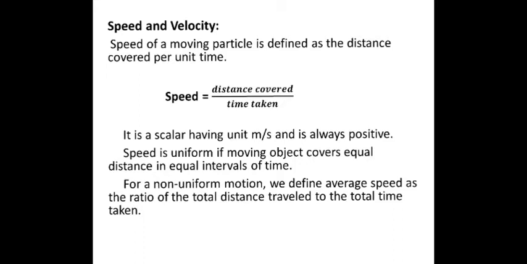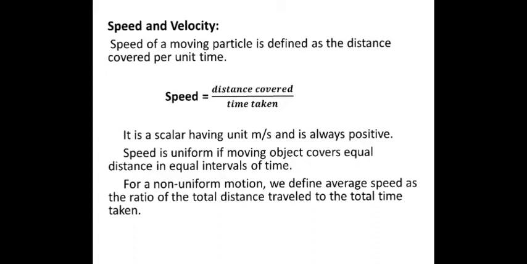Speed is a scalar quantity. Scalar quantity means it is a quantity which has only magnitude. It does not have any direction. So speed is a scalar quantity. Its unit is meter per second because its formula is speed equals distance covered by time taken. The unit of distance is meter and the unit of time is second. So you get the unit of speed as meter per second. And the speed you get is always positive.